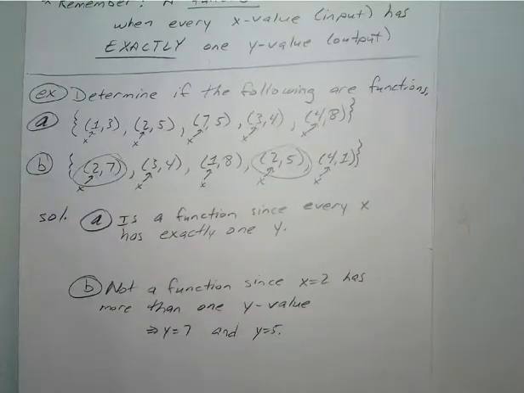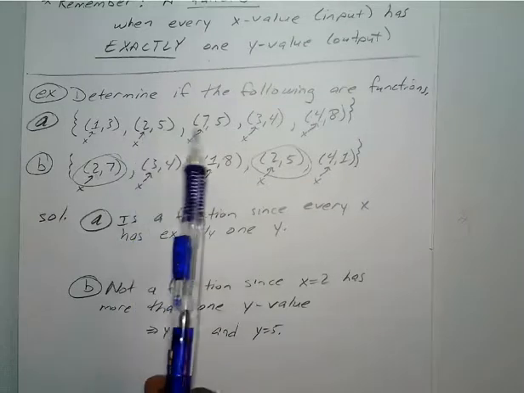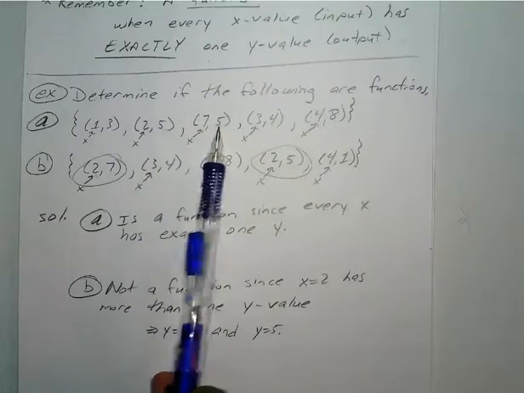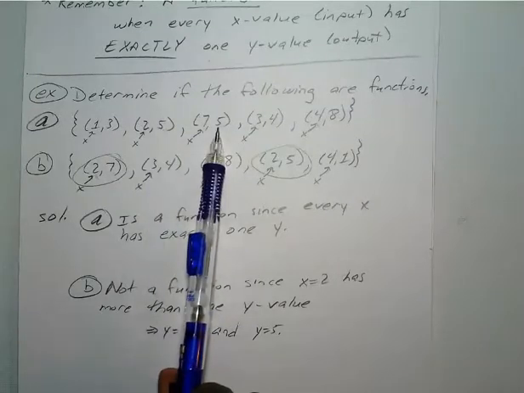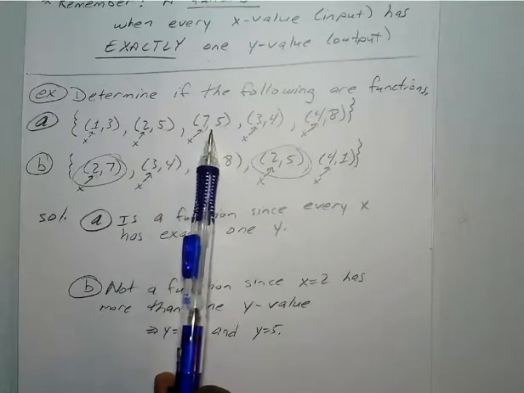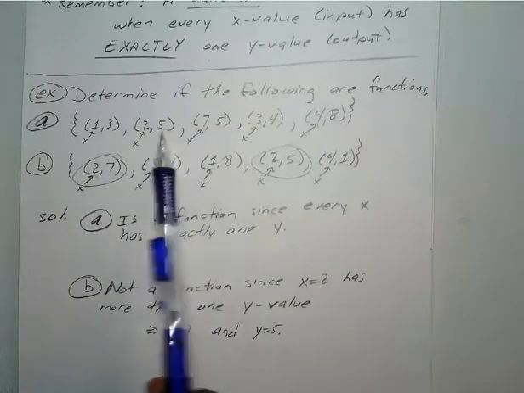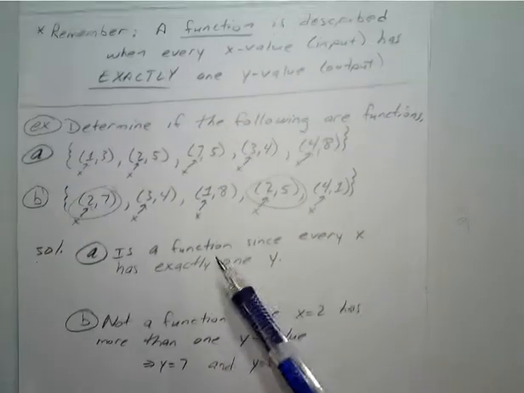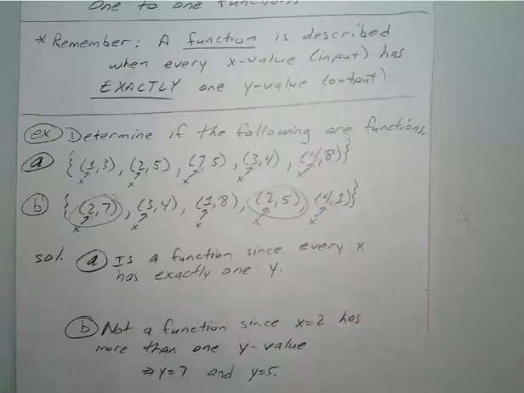Now notice one thing with A. Each x has to have only one y, but the y values can match. You notice you have y equals 5 here and y equals 5 there. That's perfectly okay if you're looking for a function, because the definition only says every x has one y. It doesn't say every y has one x.